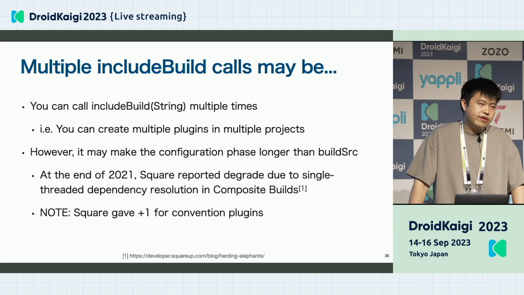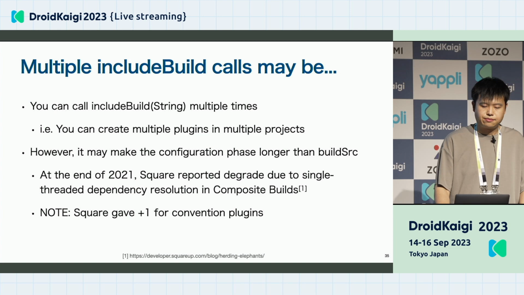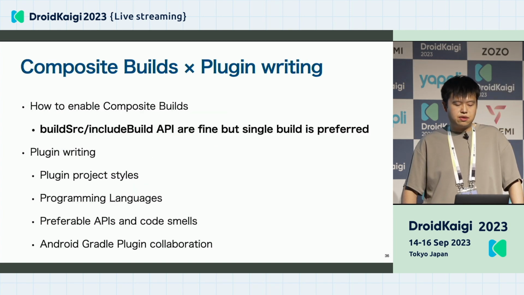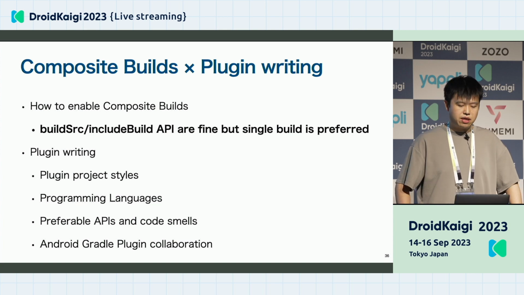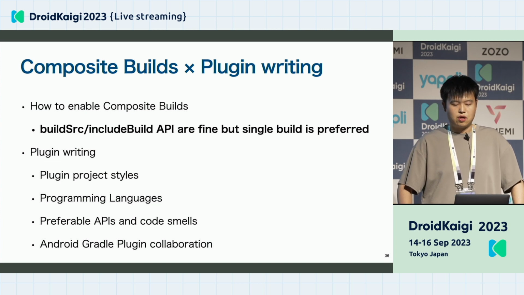At the end of 2021, Square reported composite builds made an unacceptable degrade when migrating from build source. Please note that Square gave up on the program for convention plugins itself. So both build source and the manual registration are fine, but we should not use composite builds with multiple projects. Only one included build is better.